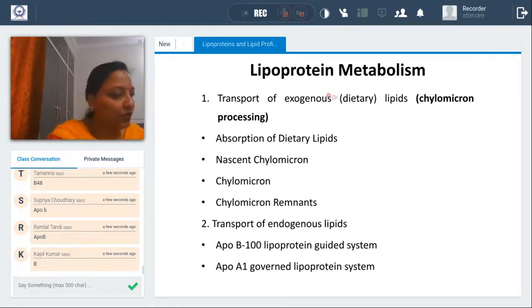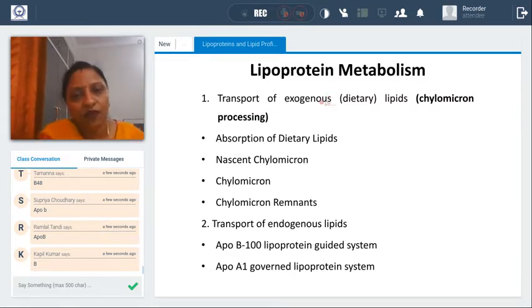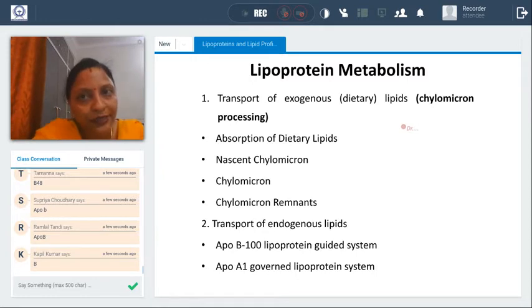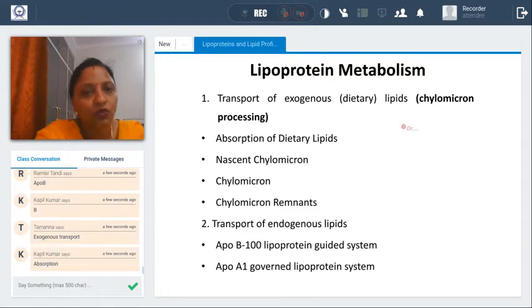So we will move on to lipoprotein metabolism. First, transport of exogenous lipids. It is called chylomicron processing. As I said earlier, it is the transport of exogenous dietary lipids. So what is the function of chylomicrons? Please write in the box. What is the main function of chylomicron? Yes, to transport the exogenous lipid, mainly TG. So is it clear? Okay.